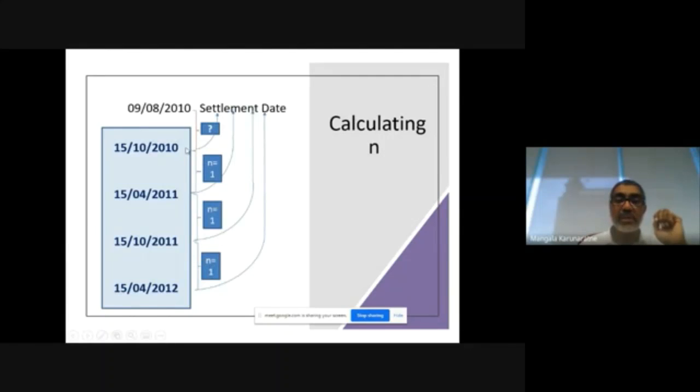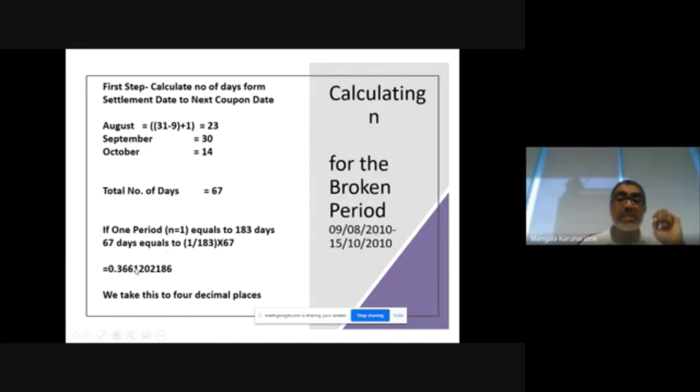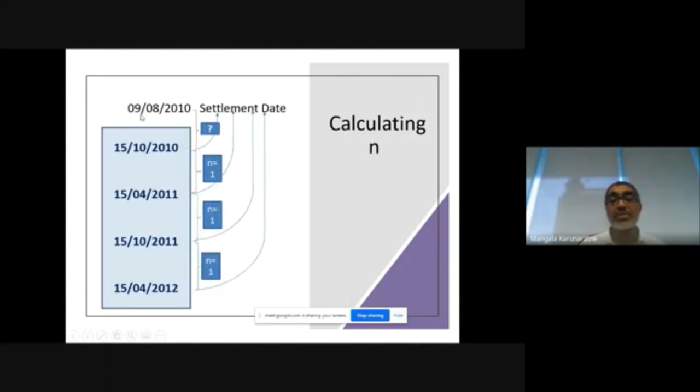So now this cash flow we are getting on 15th October 2010 has to come all the way from future 0.3661 period to the settlement date. And the 15/4/2011 cash flow will travel 1 plus 0.3661 periods to the settlement date, right?